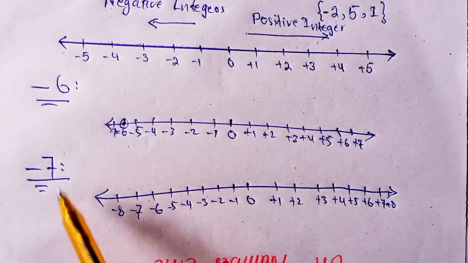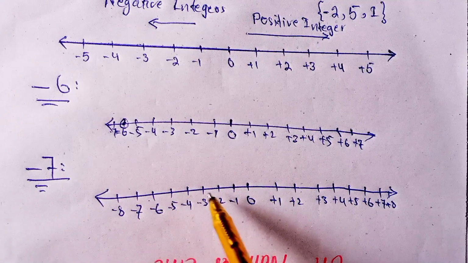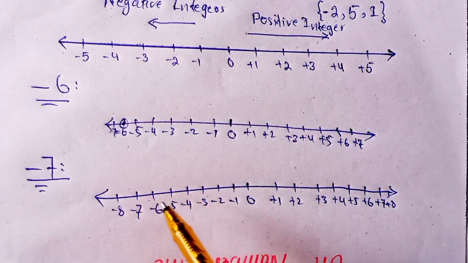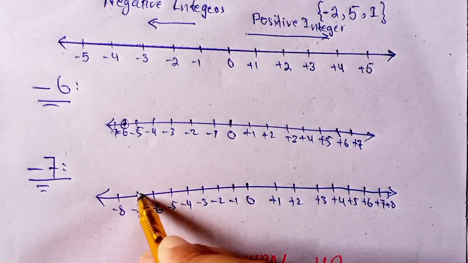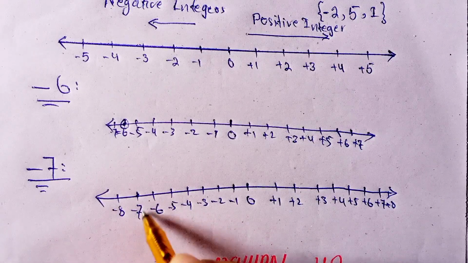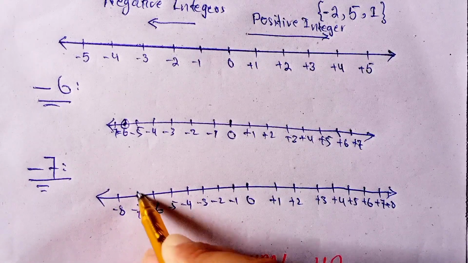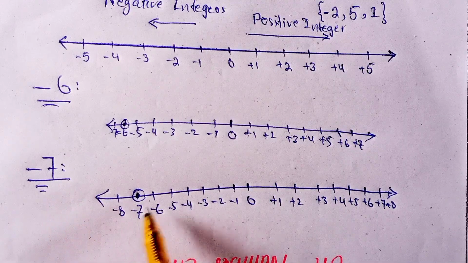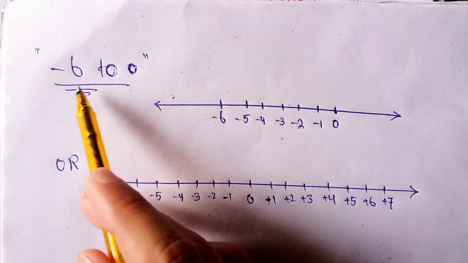So we will count 7 unit distance on the left side on the number line. 1, 2, 3, 4, 5, 6, and 7. Now put a point on the number line on the position -7 and draw a circle around it. So this is the representation of -7 on the number line. Now we have another example.